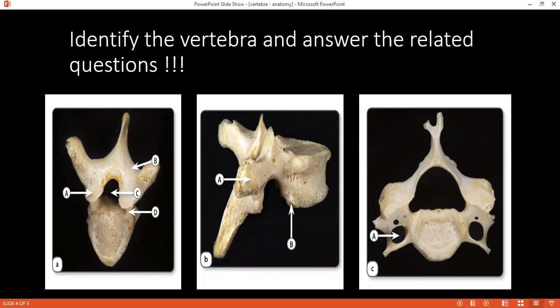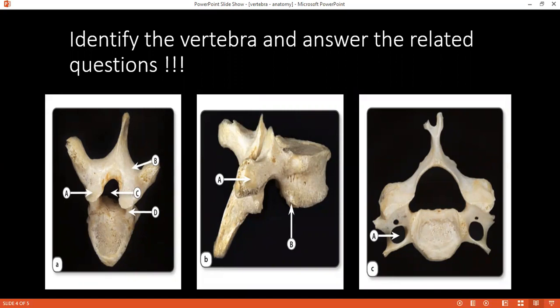What type of joint is the atlantoaxial joint? It's a synovial pivot type of joint. All right. Can you name a few ligaments which are attached between C1 and C2? Yes, ma'am. There are the anterior and posterior atlantoaxial ligaments and the transverse ligament.